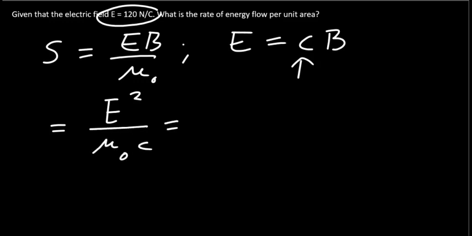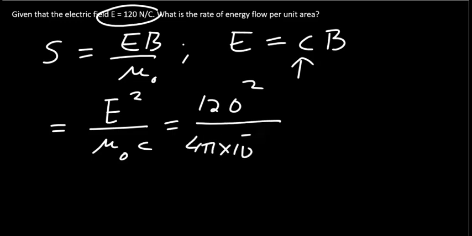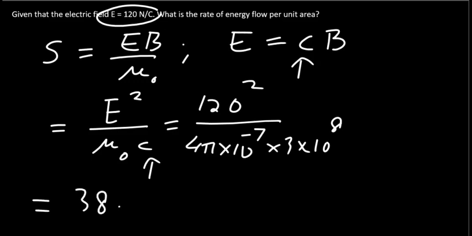So let's substitute all the numbers. E is 120 Newton per Coulomb, squared. Mu naught is 4 pi times 10 to the power minus 7. That is the permeability of vacuum. Speed of light, or speed of electromagnetic wave, c is 3 times 10 to the power 8. That is the speed in vacuum. And the answer is 38.2 watts per meter squared.